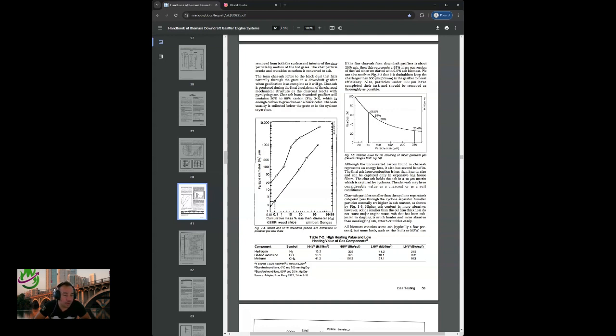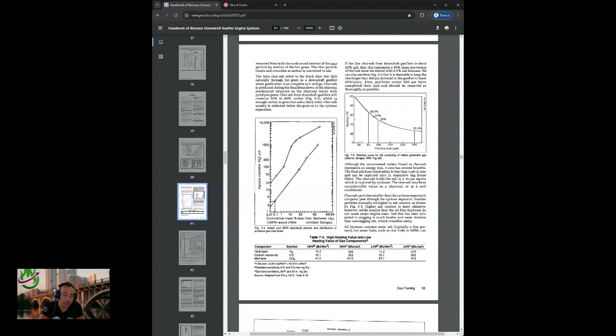Although the unconverted carbon found in char ash represents an energy loss, it also has several benefits. The final ash from combustion is less than 1 nanometer in size and can be captured only in expensive baghouse filters. The char ash holds the ash in a 10 nanometer matrix, which is captured by cyclones. The char ash may have considerable value as charcoal or as a soil conditioner.